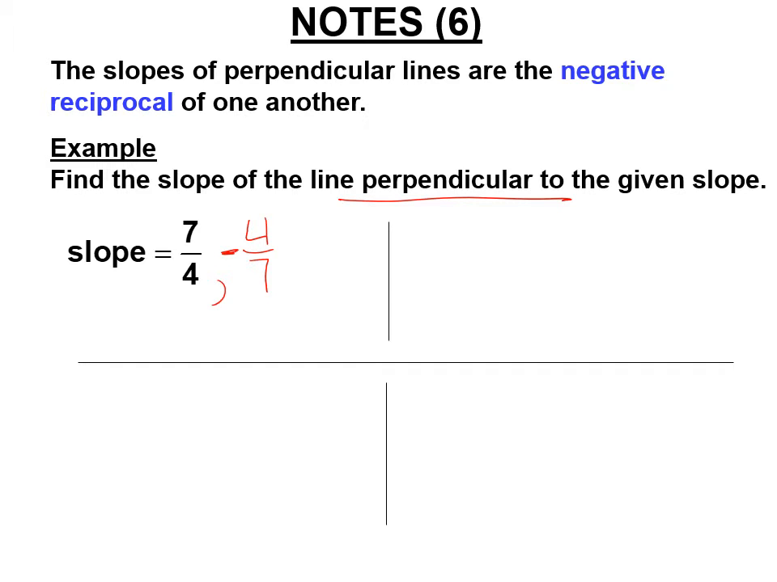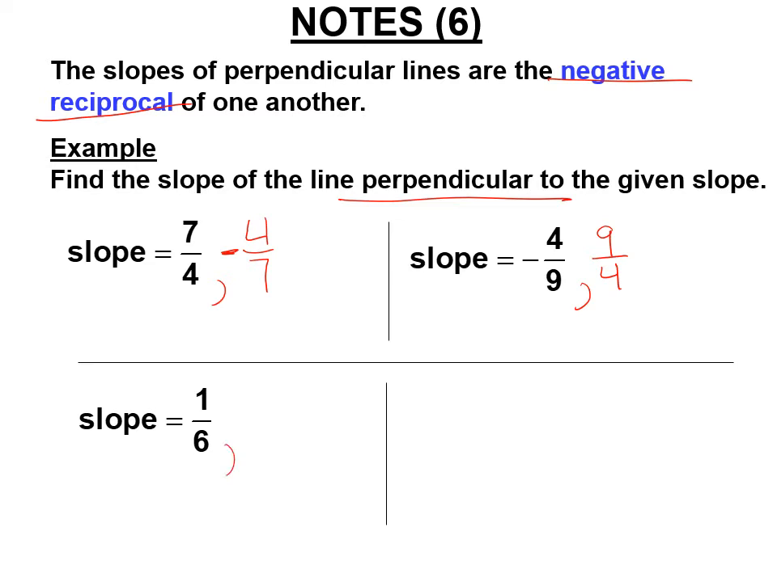Let's try this one. So if one of them has -4/9, the other one has +9/4. I wish we called this the opposite reciprocal, but for whatever reason we don't. It's the negative reciprocal, but the other one could have a positive slope, but it's always the opposite and flipped over. It's both of those. If it doesn't have both of those, then it's not perpendicular.